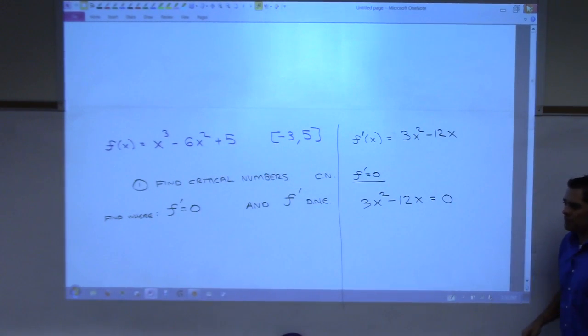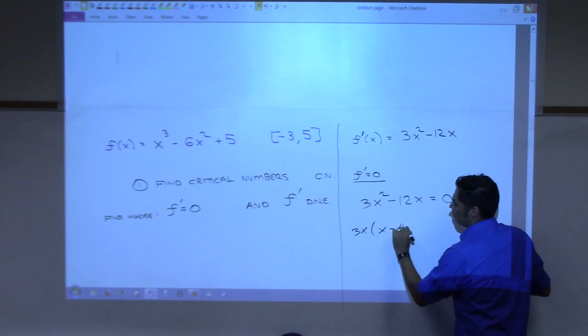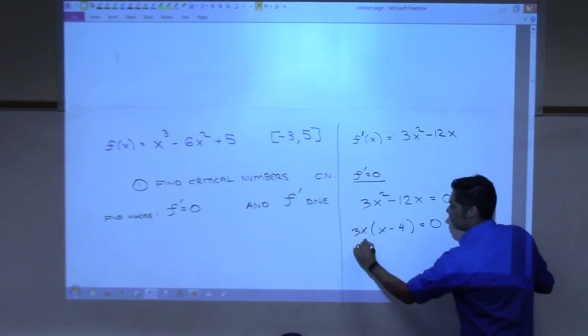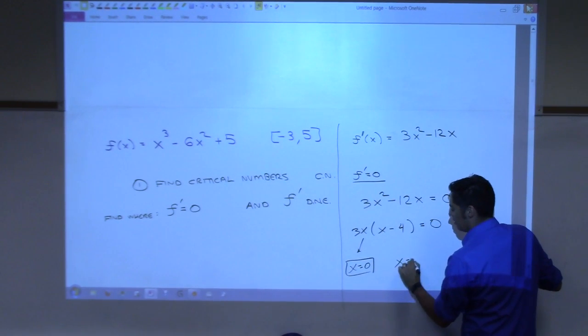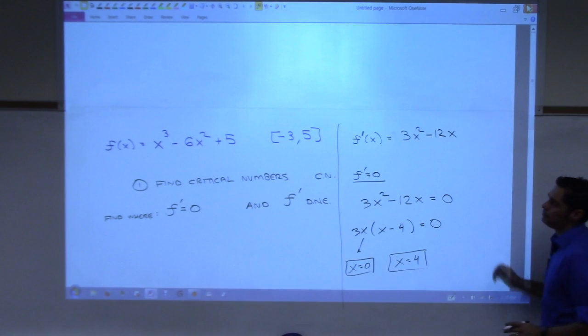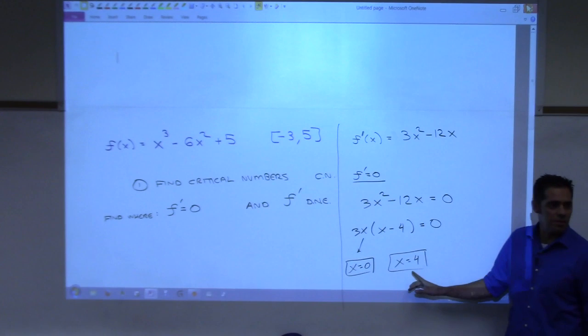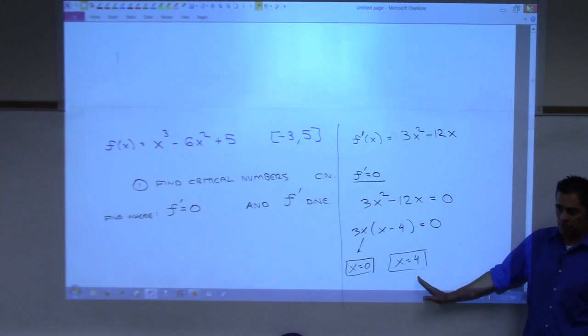But this is pretty straightforward, isn't it? Solve that quadratic equation. I can just factor it. Factor 3x out, like that, right? And then set each one of those to 0. So set that to 0, you get x is 0. And then you set this to 0, you get x is 4. These are two critical numbers. We have something interesting happening at 0 and at 4. Understand?